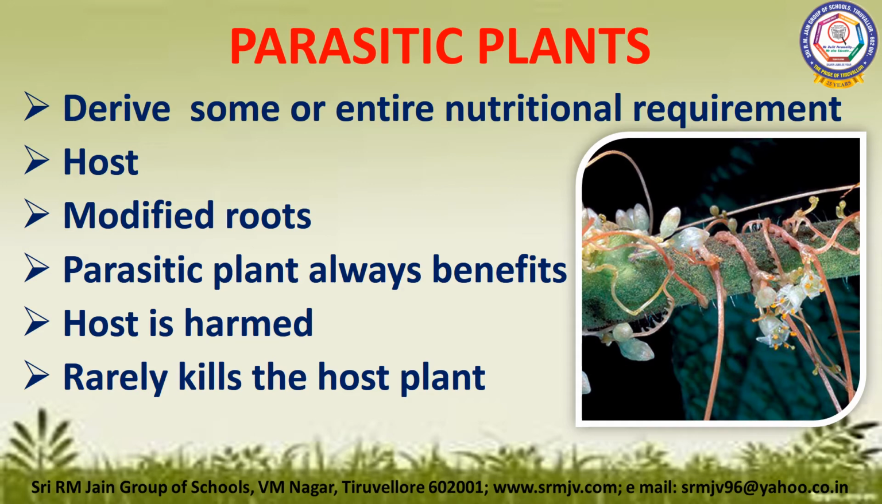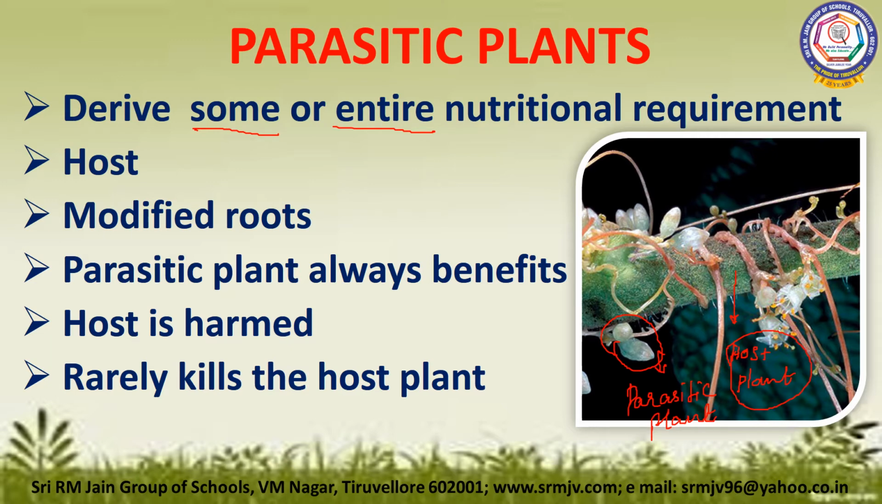Parasitic plants. Parasitic plants derive some or entire nutritional requirements from another living plant. Look at this picture, children. Here, the green color stem is the host plant, and the plant which has white color flowers is the parasitic plant. So this parasitic plant will get the nutrients from the host plant.